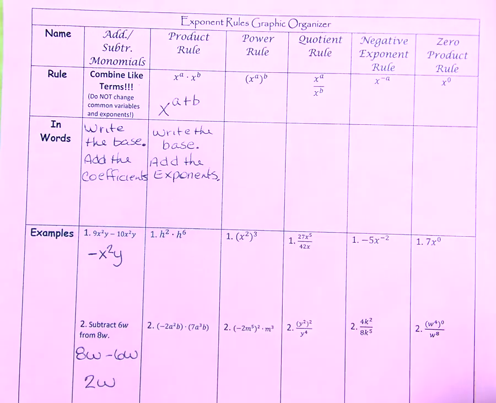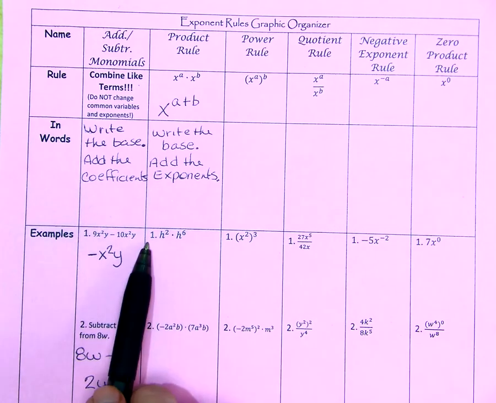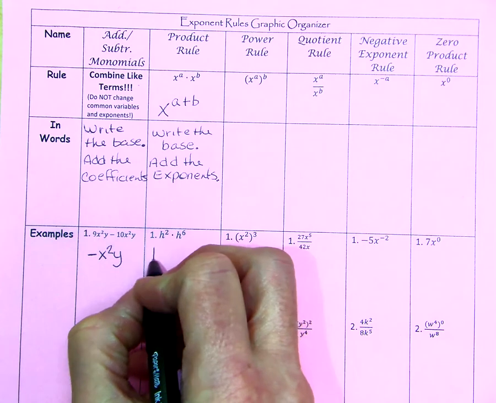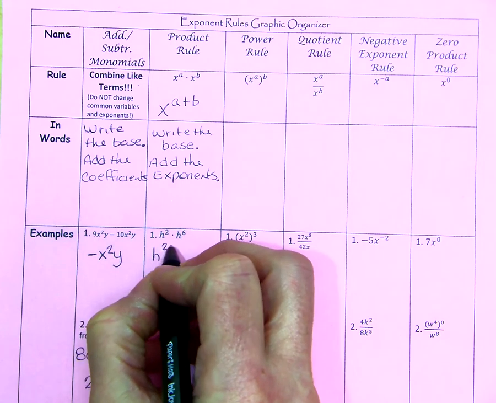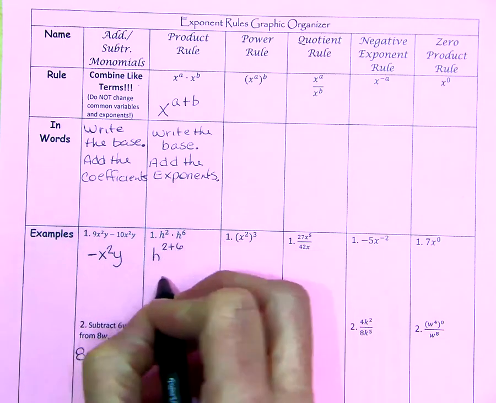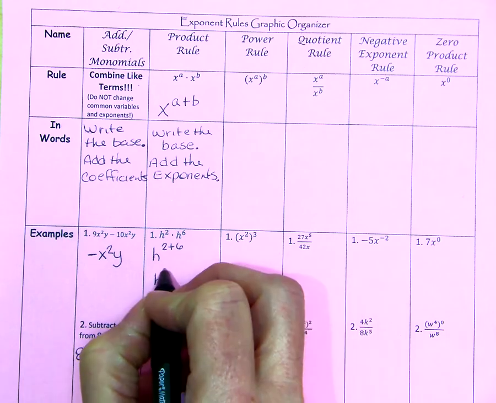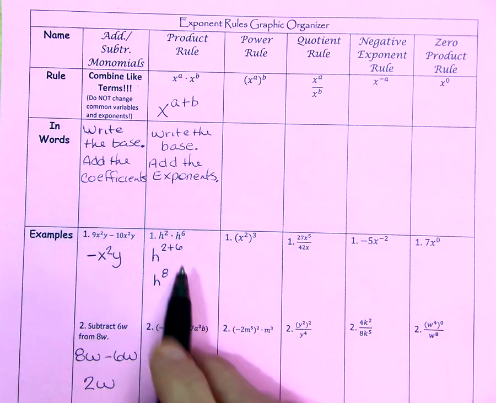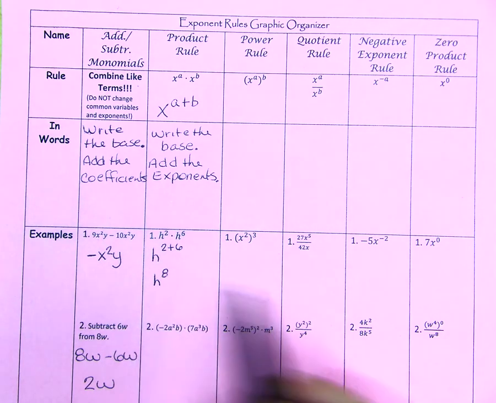So in our example, we have h to the second power times h to the sixth power. So that's going to be h to the 2 plus 6, and h to the 2 plus 6 is the same as h to the 8th power. So 2 plus 6 is 8. That's where this exponent came from.